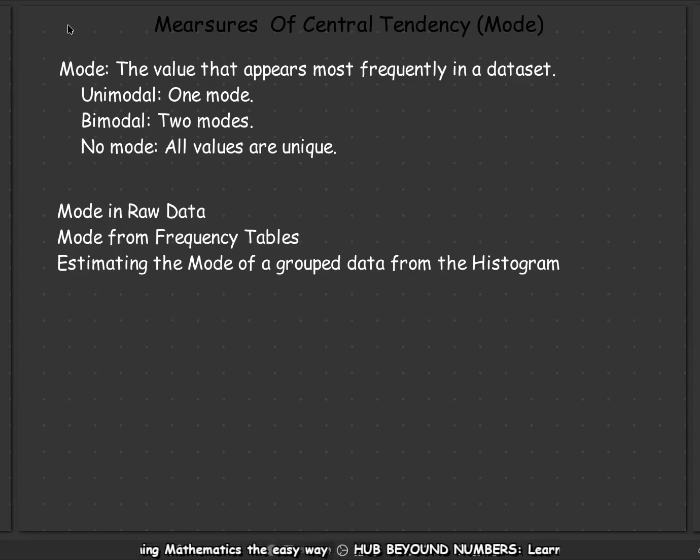Now, in this video, we are looking at the measures of central tendency. And this time around, we are talking about mode. When we say mode, what do we mean? Simply put, the mode is the value that appears most in a frequency of a data set. When you look at the frequency table, which value appears most? Which one has the highest occurrence? That is what we call the mode.